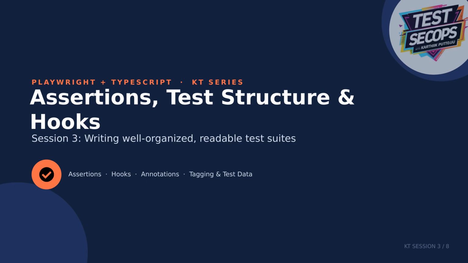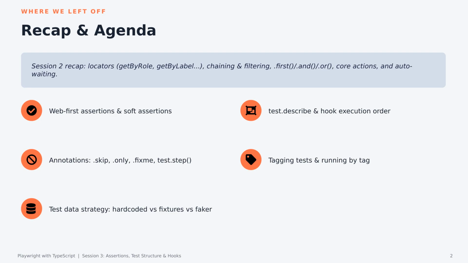By the end of today, your tests are going to stop looking like a pile of individual scripts and start looking like an actual organized suite. Quick recap of Session 2. We covered locators, getByRole, and the rest of the built-in locators, chaining and filtering, first and or, the core actions like click and fill, and auto waiting versus explicit waits.